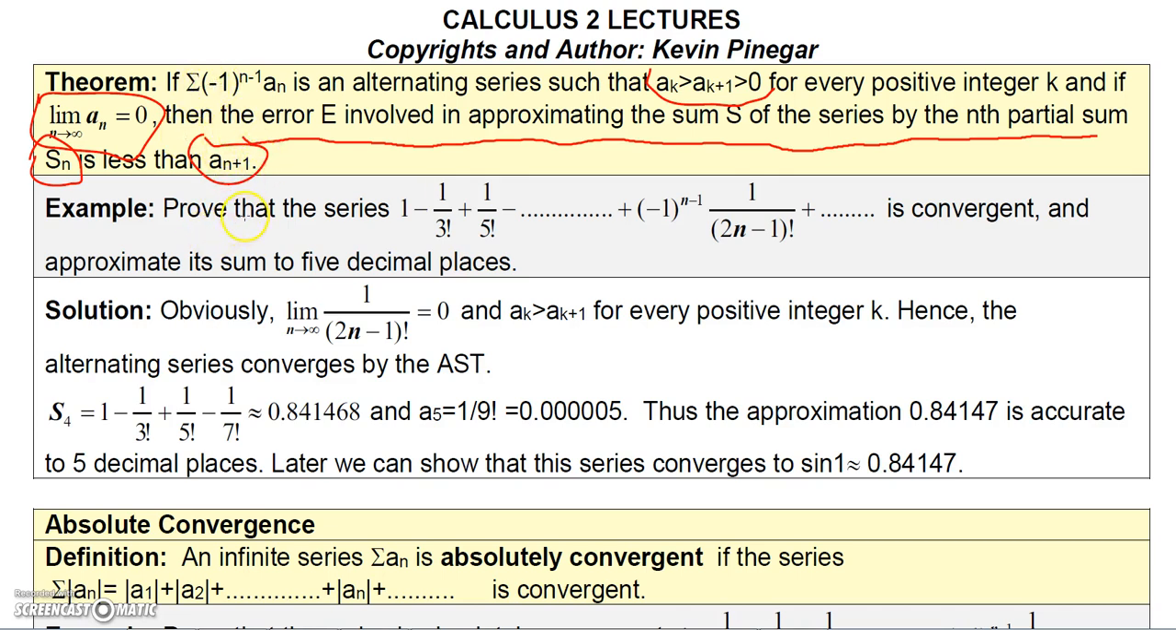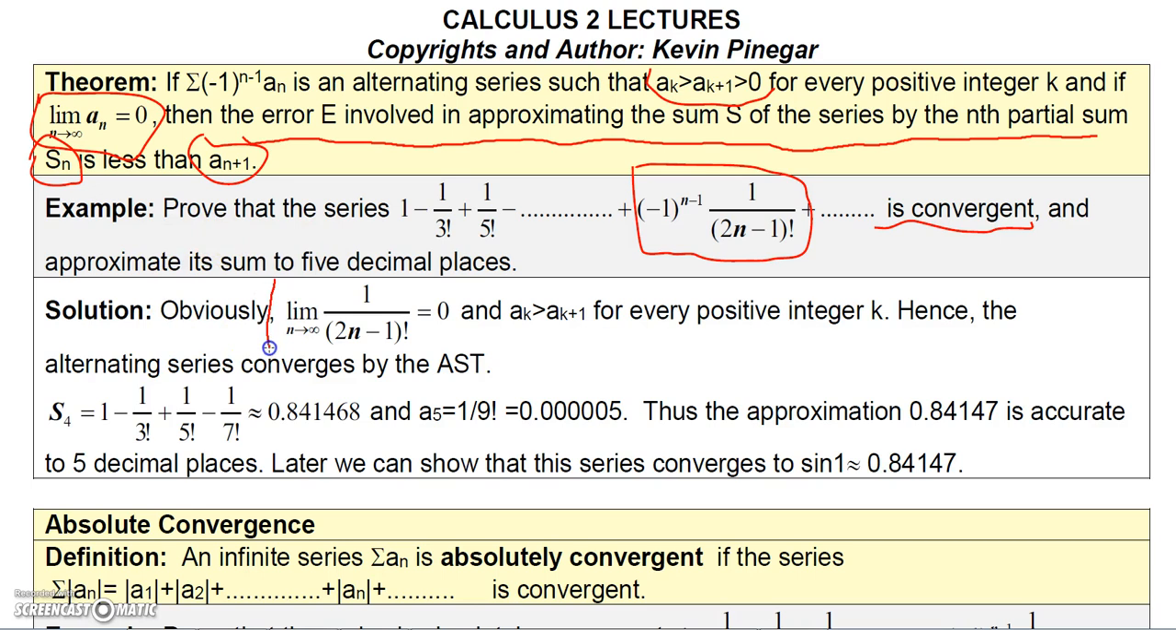So an example there would be: prove this series 1 minus 1 over 3 factorial plus 1 over 5 factorial minus 1 over 7 factorial, etc., where the nth term is negative 1 to the n minus 1 times 1 over 2 times n minus 1 factorial. We want to show it's convergent and also approximate its sum to 5 decimal places.